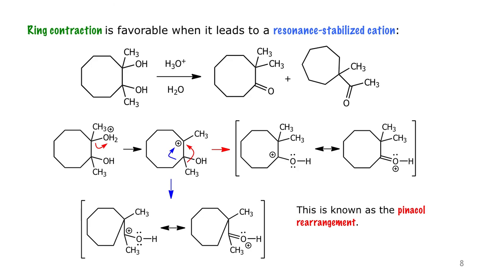And so if we look at this and think about it mechanistically, the reaction would certainly begin by protonating one of these two hydroxyls. It's a symmetrical compound, so it doesn't matter which one we protonate. And loss of water would lead to a carbocation. And that carbocation can undergo alkyl shifts in two different ways.